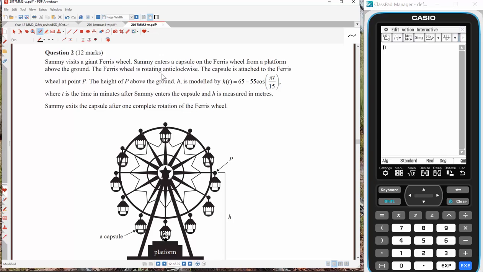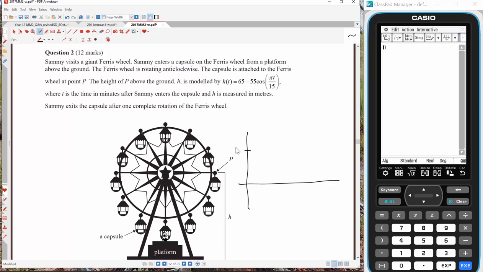The Ferris wheel is rotating anti-clockwise, of course, because a trig function. The capsule is attached to the Ferris wheel at point P. The height of P, so the height of this point above the ground H, is modelled by this, where T is the time in minutes after Sammy enters the capsule and H is measured in meters. Sammy exits the capsule after one complete rotation of the Ferris wheel. Best bet first off is to sketch this thing.